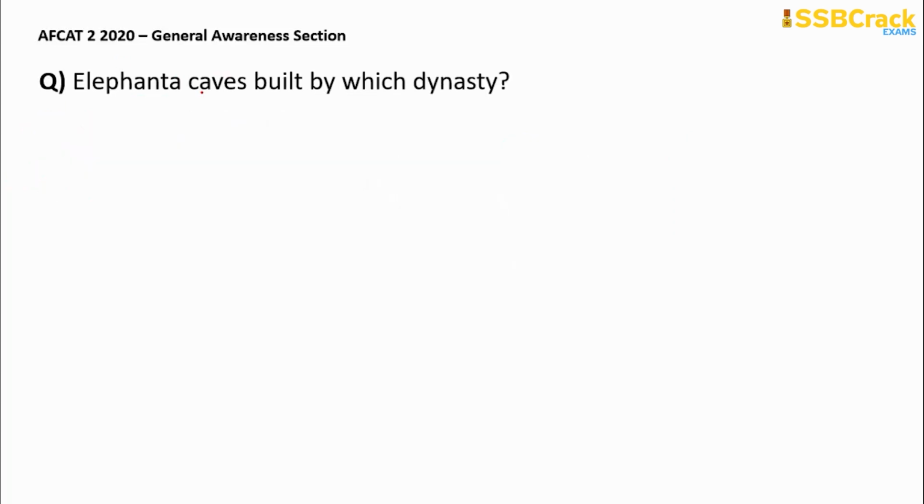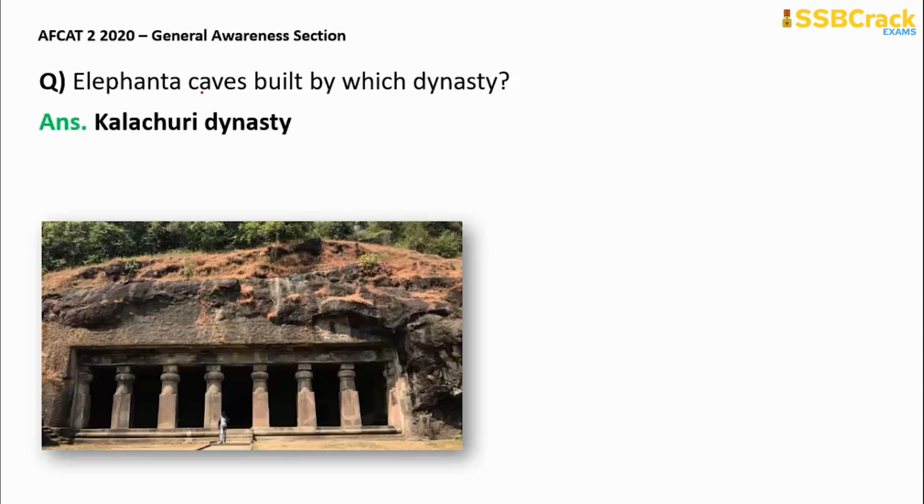Next question, Elephanta Caves were built by which dynasty? Direct question again. So it was built by the Kalachuri dynasty.